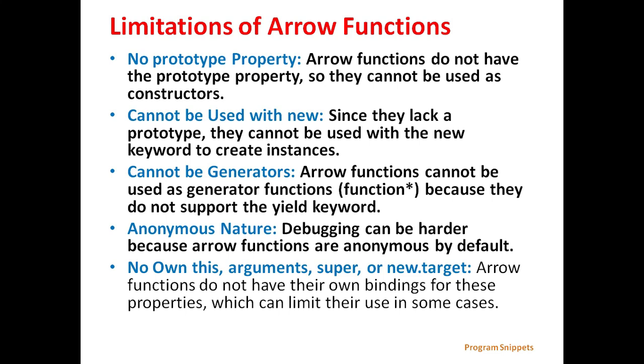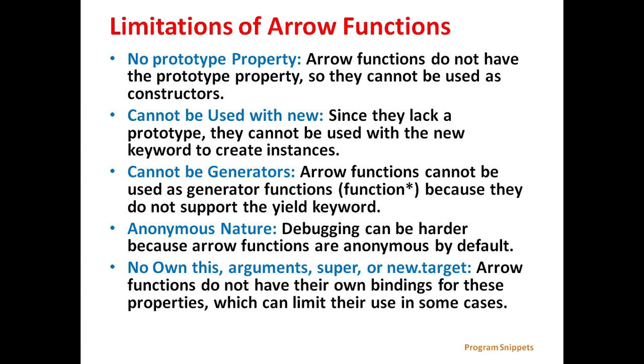Then anonymous nature. Debugging can be harder because arrow functions are anonymous by default and have no own this, arguments, super, or new.target. Arrow functions do not have their own bindings for these properties, which can limit their use in some cases.